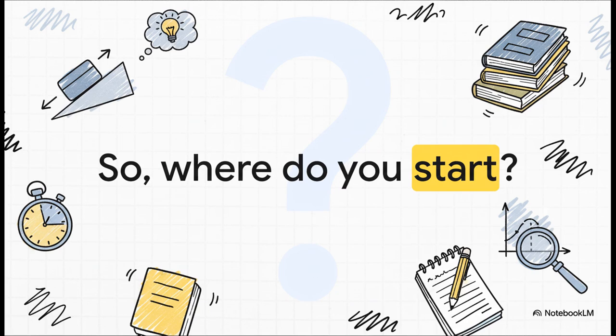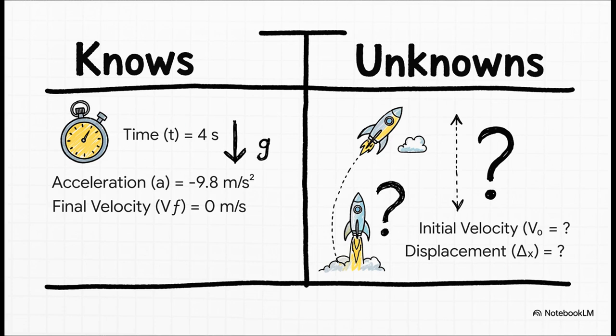When you see a problem like this, what's the very first thing you do? Seriously, before you even think about formulas, the best thing to do is just stop. Take inventory. Ask yourself, what information did they give me and what am I actually trying to find? And this is exactly how you should organize your thoughts. Make a list. Under knowns, we have the time, 4 seconds. We also know acceleration. Now, they don't say it in the problem, but it's free fall, so we know it's gravity, which is negative 9.8 meters per second squared. And here's the secret piece of info. At its absolute peak, the rocket stops for a split second, so its final velocity is 0. That leaves our unknowns, the initial velocity and the displacement, which is just a fancy word for the height.